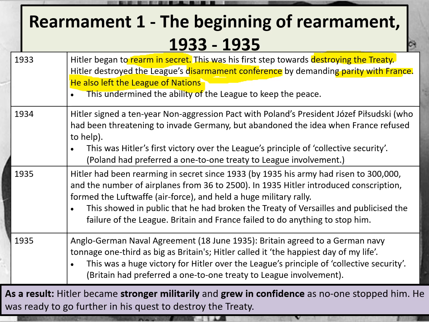So 1933, he's already rearming in secret. He's destroying the League Disarmament Conference and he's withdrawing from the League of Nations. It's clear what his intentions are. In 1934, he did something that was a little bit surprising in some ways, and that you might look at it and go, well, that's not a way that he's going to meet his foreign policy aims and goals.